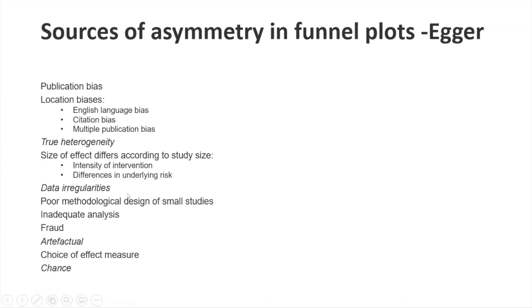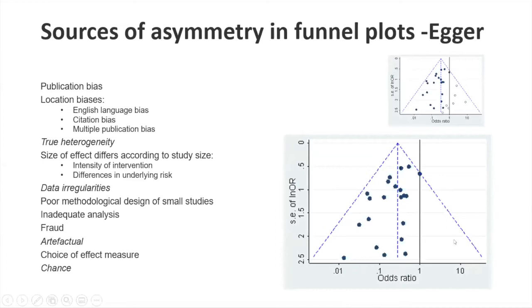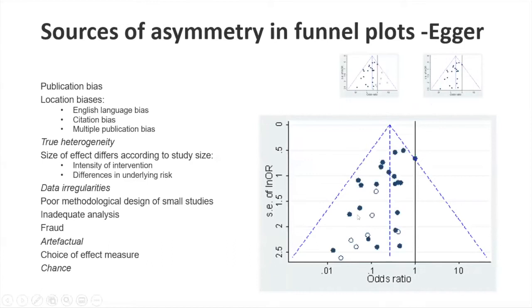So here is an asymmetrical plot, and this is due to data irregularity. And this is due to a large bunch of small studies that show a very high effect. And that is the problem with small studies showing negative results. If you have a whole bunch of them, they will change the odds ratio and produce an asymmetrical funnel plot. So this is an asymmetric funnel plot due to poor design of small studies. Okay.